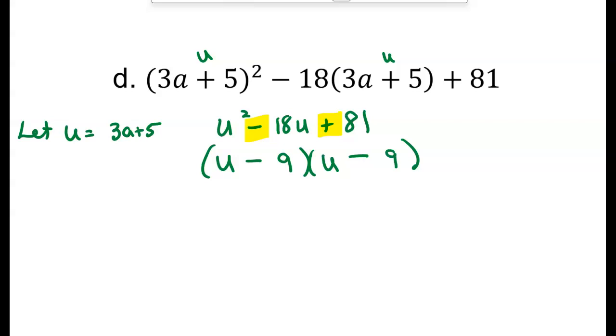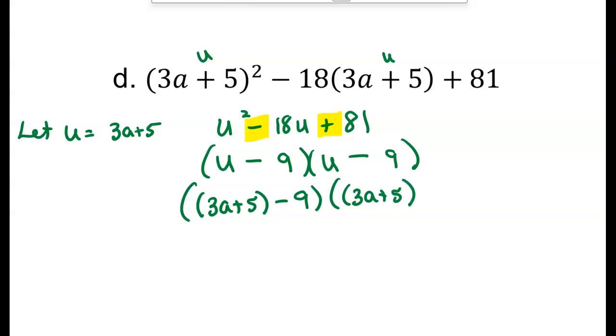What do I have to do? We have to substitute back in. So now we have to plug in our 3a plus 5, go minus 9, and then go here, our 3a plus 5 minus 9. Now, I would love to say that you are finished at this spot, but you're not. What do I have to do? Is it okay to keep it that way if I can simplify more? You always have to simplify more on this.